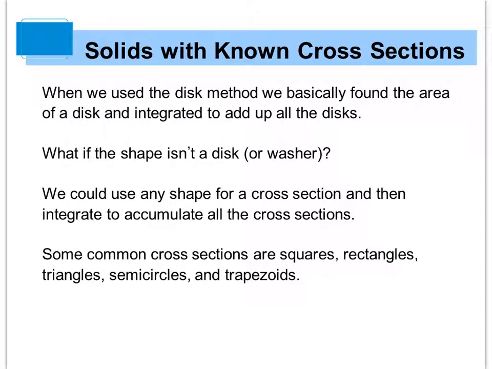The idea is, we're going to find the area or the volume of one of those cross-sections, and then we're going to be adding them all up. So we're going to be looking at cross-sections such as squares, rectangles, triangles, semicircles, etc. I think the best way to see this is just to look at an example.